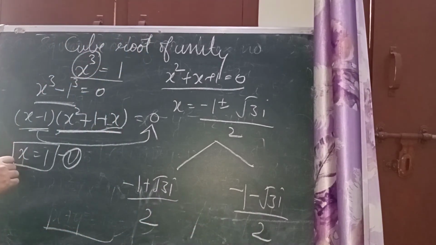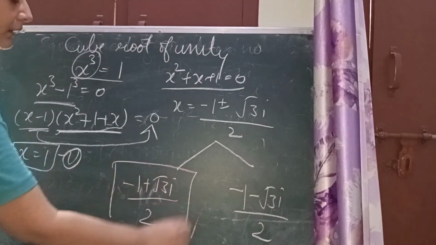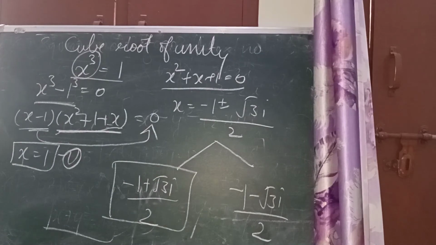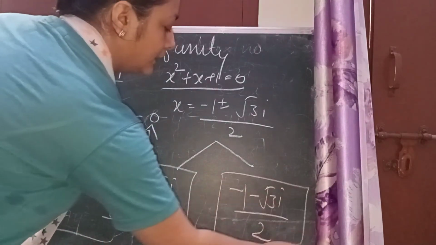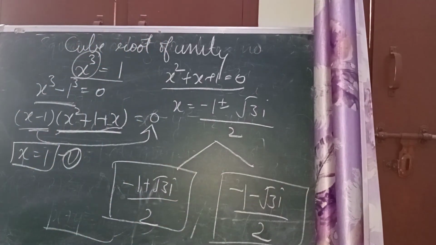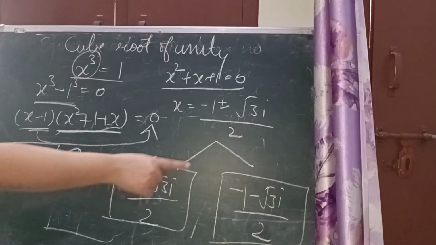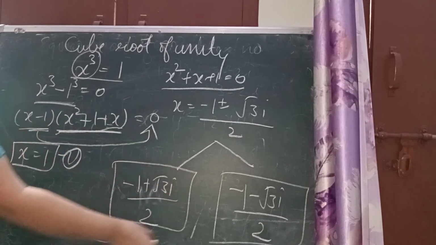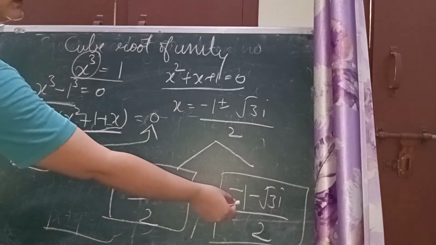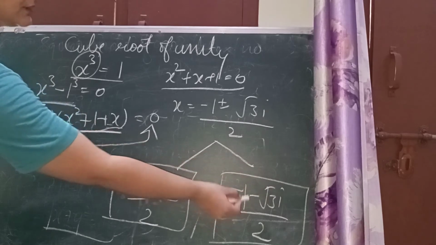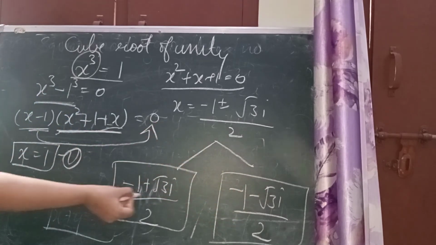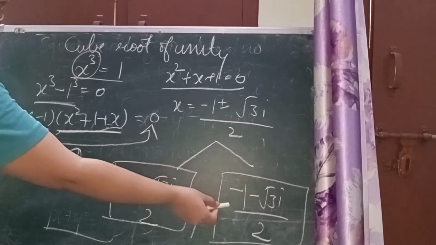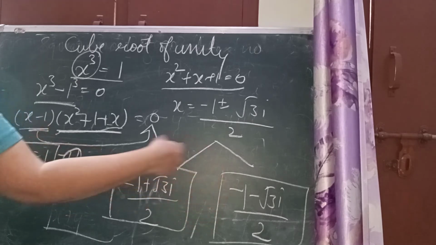So here we have 3 roots: x equal to 1, x equal to (-1 + √3 i)/2, and x equal to (-1 - √3 i)/2. Here we are studying the relation between these 3 roots of unity. The first relation: if you square this one, you will get another root. If you square this one, you will get this root. That means all these solutions are squares of each other.